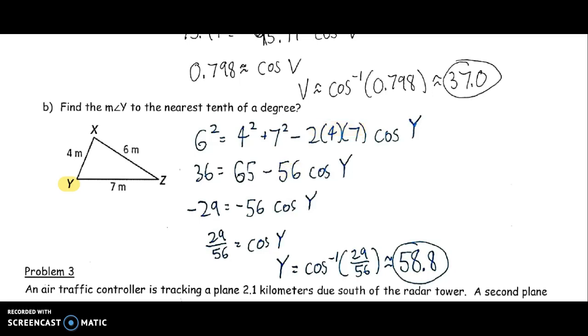But just like the last question, these are not like terms. The second term contains a cosine function, but the first term doesn't. So I can't just subtract 65 minus 56. I can't just say that this is going to be 9 by itself.